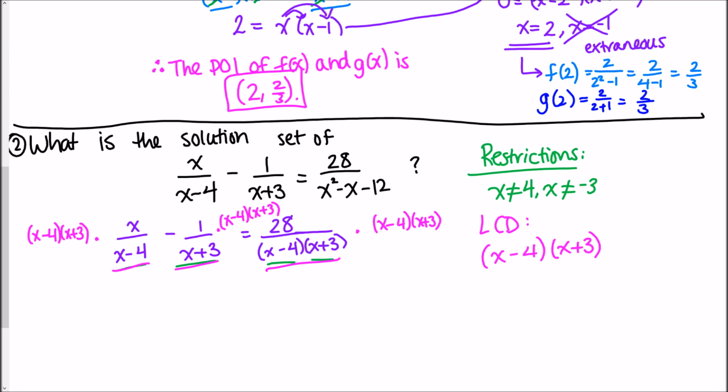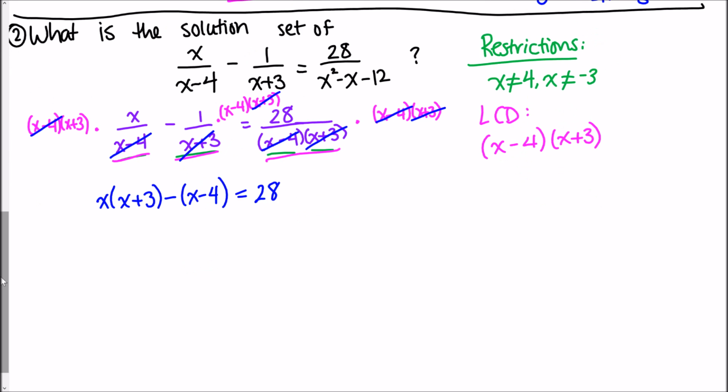Okay? Now, when I do that right here, the x minus 4 and the x minus 4 in my first term will cancel out. So I'm left over with x times x plus 3. Okay? And then in my second term, the x plus 3's are going to cancel out. So I'm left over with -1 times x minus 4. Okay? And then in my last one, the x minus 4 and the x plus 3 will cancel each other out. So all I have left over is just 28.